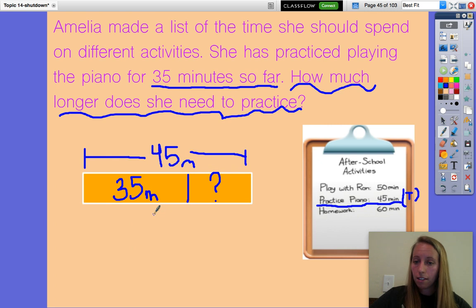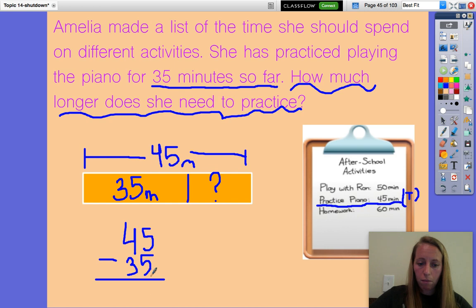So again, same as before, we have our total, we're missing a part, so that's subtraction. So we're going to subtract 45 minus 35. 5 minus 5 is 0. And 4 minus 3 is 1. So our final answer is 10 more minutes, right? We always need a label when we're talking about word problems. More minutes.